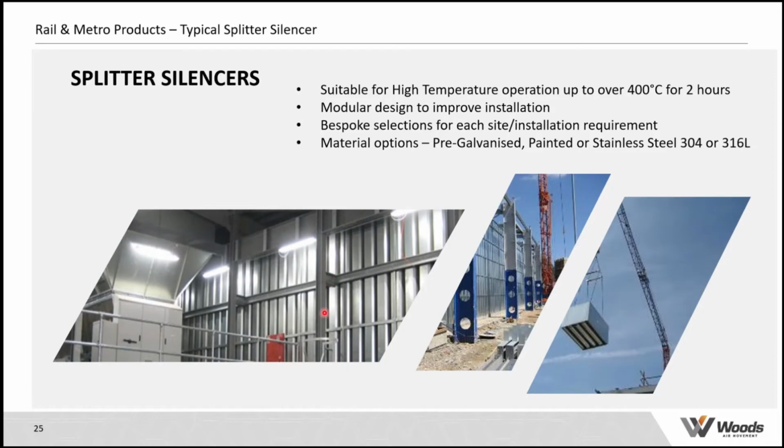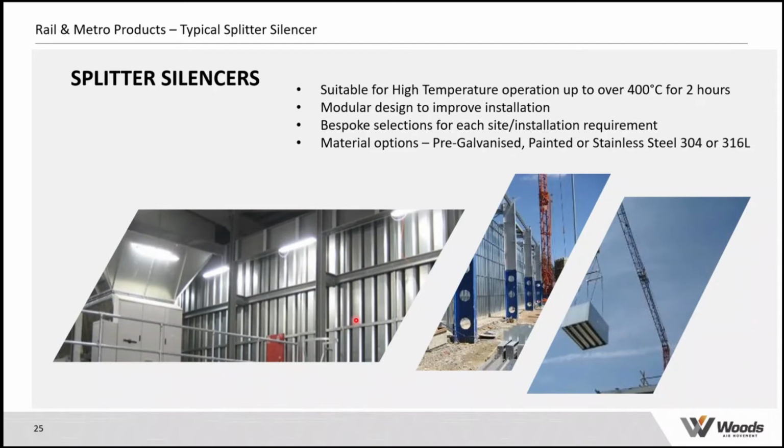I don't know if you can see that, but these splitters here are effectively built into the structural element of the building underground. So the concrete walls and floors become the casing of the silencer, and these splitter elements are stood in vertically and fitted into that concrete structure. They're generally pre-galvanized or manufactured from pre-galvanized steel, could be painted, and sometimes will have stainless steel perforated sheet.